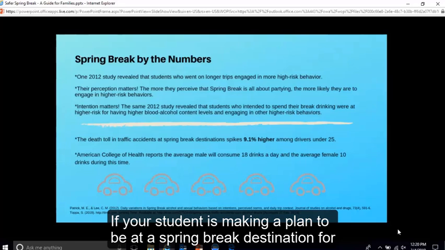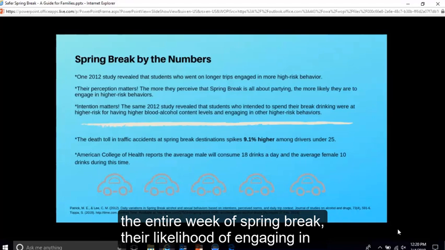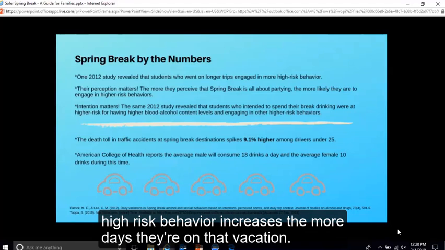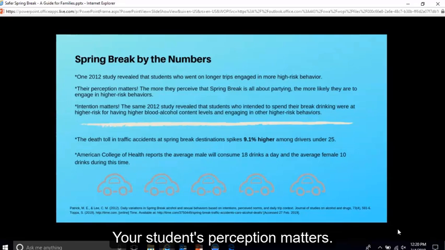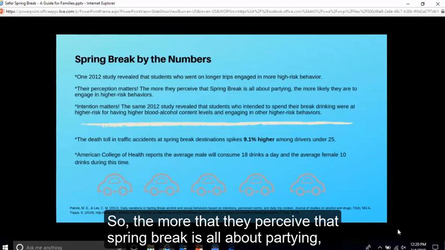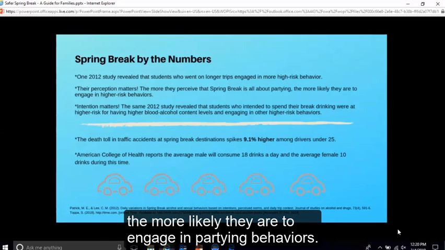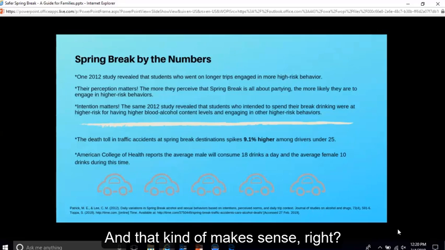If your student is making a plan to be at a spring break destination for the entire week of spring break, their likelihood of engaging in higher-risk behavior increases the more days they're on that vacation. Your students' perception matters. So the more that they perceive that spring break is all about partying, the more likely they are to engage in partying behaviors. And that kind of makes sense, right?